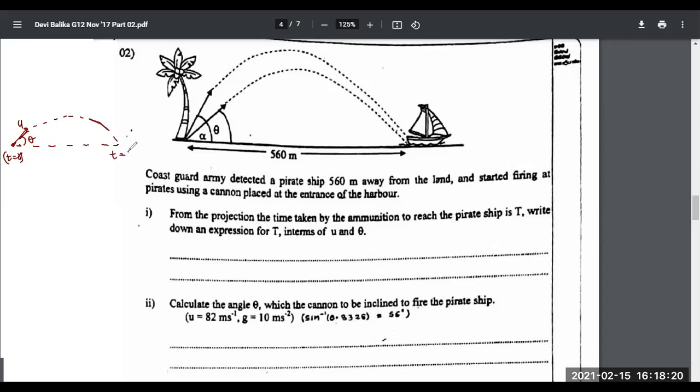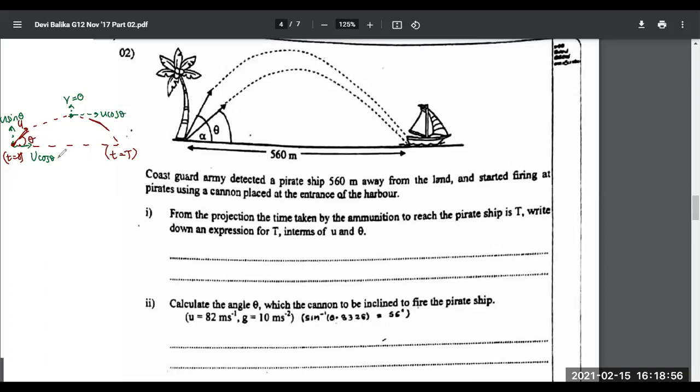And what are we supposed to find out? We are supposed to write down an expression for T in terms of U and theta. The easiest way to do this is, since they have not mentioned anything about air resistance, you should know that at this point there will be components of that velocity. This is U cos theta and this is U sin theta. At the maximum height, the vertical component is 0, but the horizontal component still remains u cos theta.